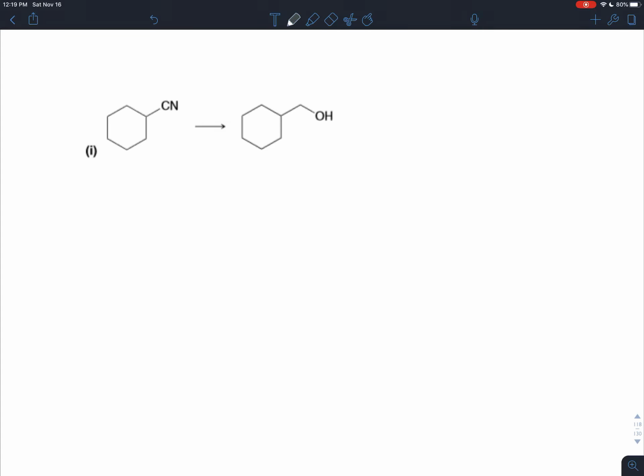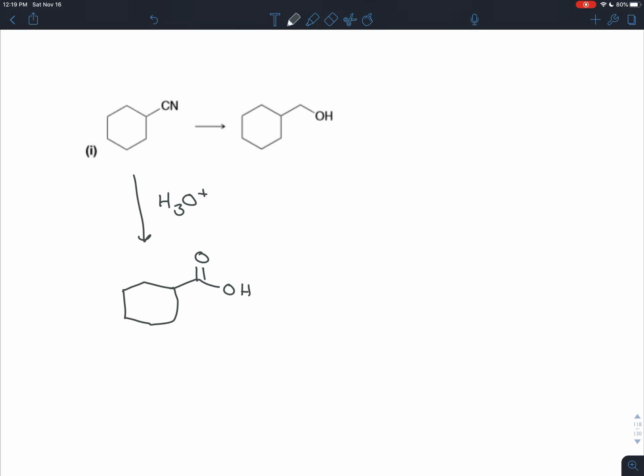Here, you have a nitrile. This is a carbon triple bonded to nitrogen, and you're turning it into an alcohol. The first thing we need to do is get rid of the nitrogen, and you can do that with a hydrolysis. Really, all you have to add is hydronium, and it turns it into a carboxylic acid. We've seen the mechanism for this in the video that we made on the reactions of nitriles.